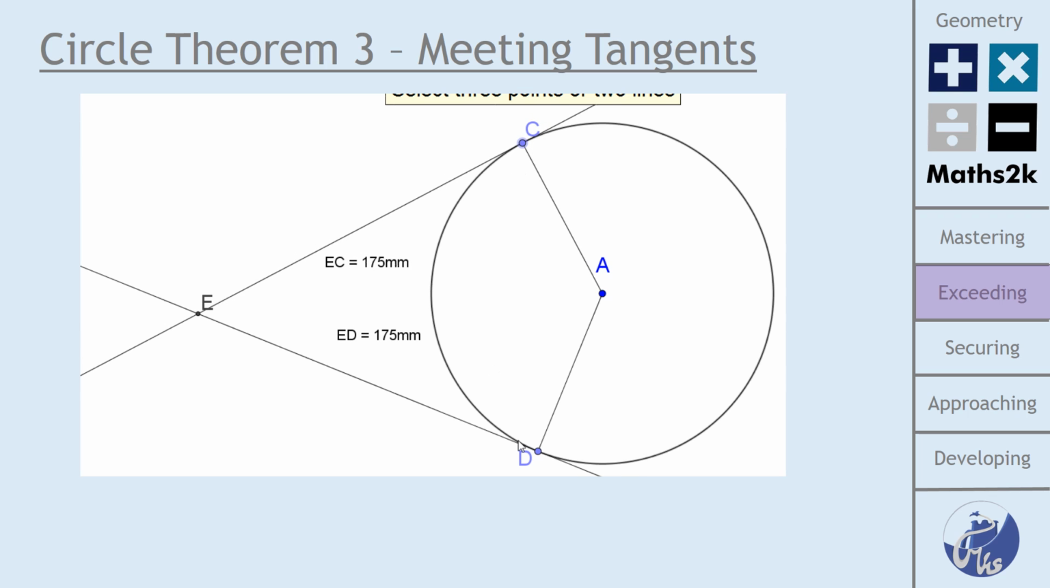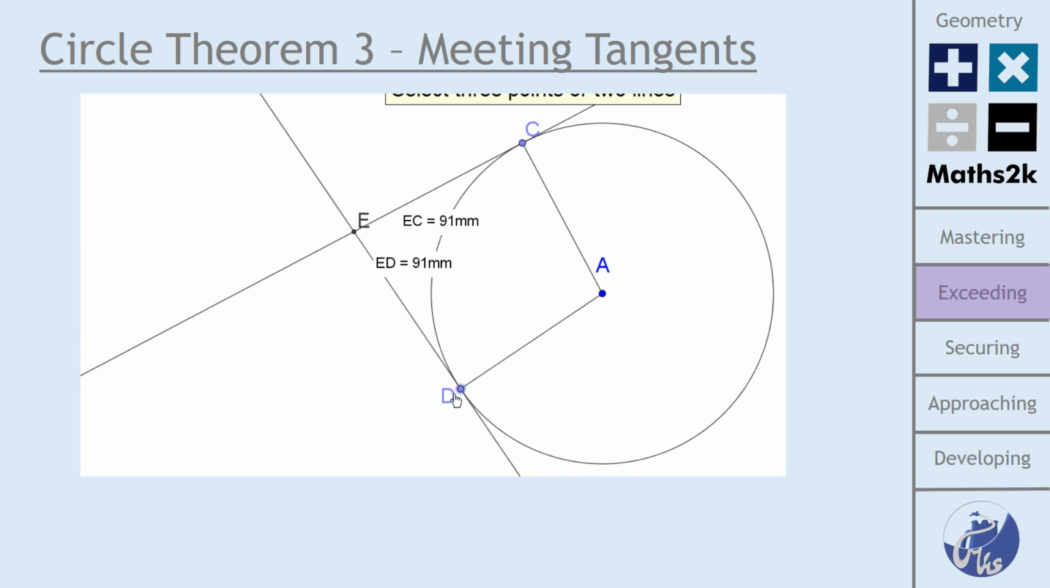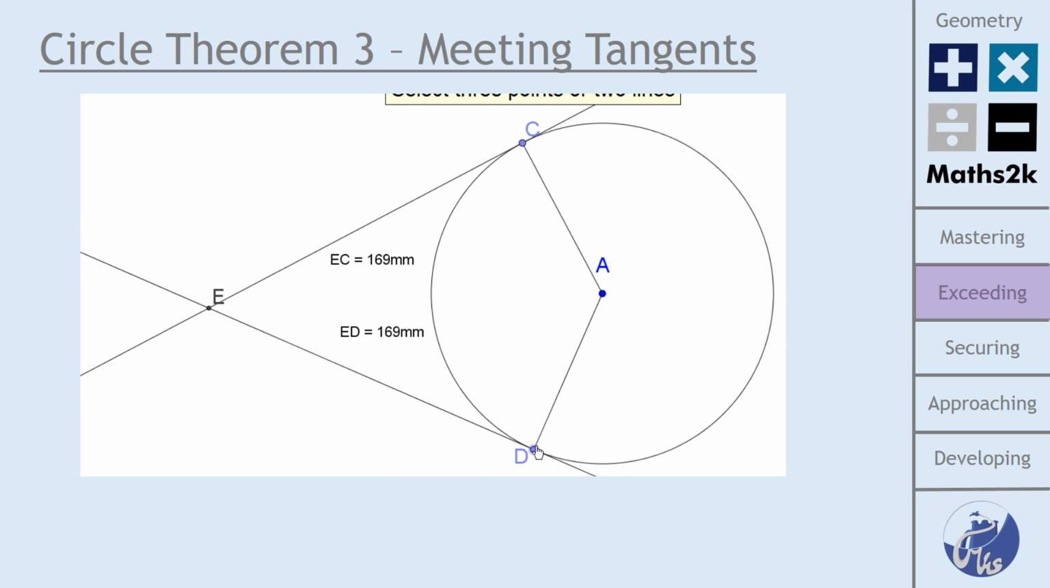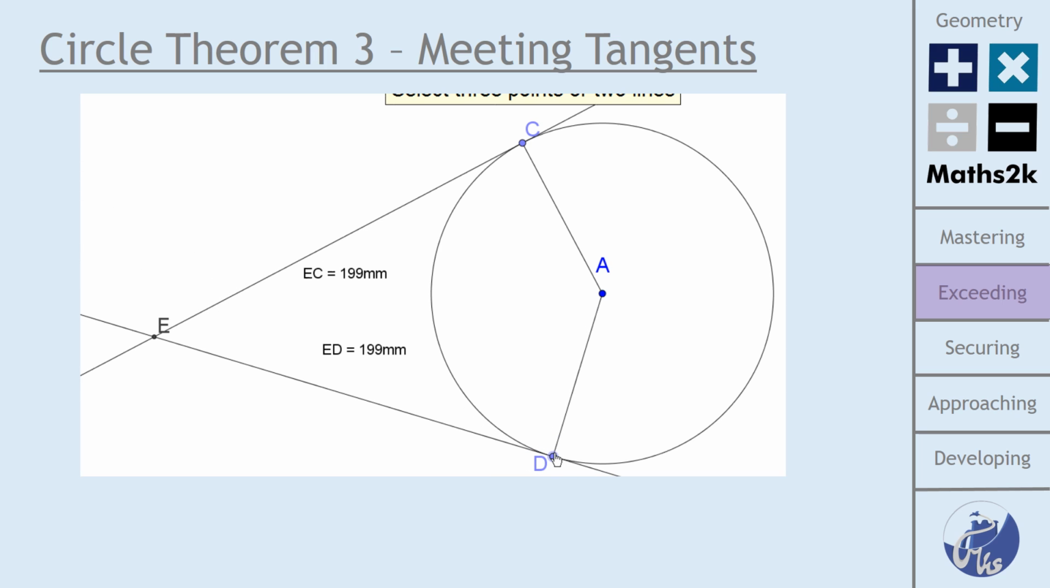So whilst the rest of the program calculates everything else, that distance from E to C and E to D is remaining fixed. Now this is quite an important one because it also coincides with the 90-degree angle that's being created between the tangents and the radius.